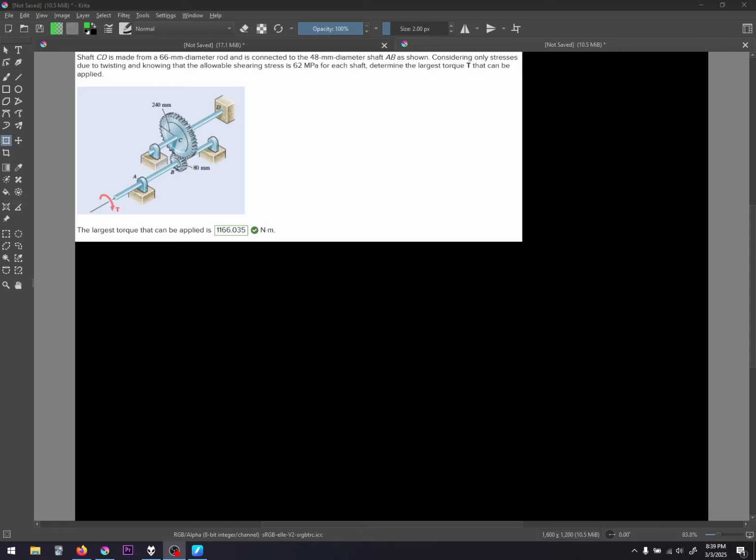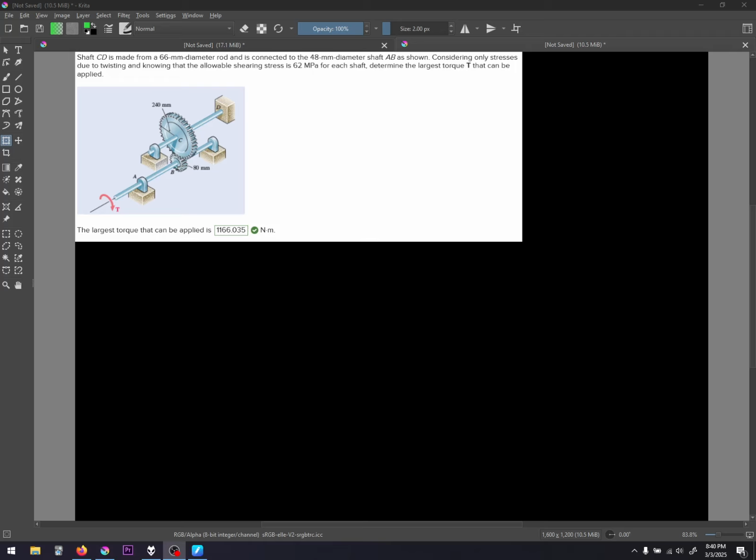Here is, what is this, number 4? Yeah, homework problem number 4. Shaft CD is made from a 66 millimeter diameter rod and is connected to a 48 millimeter diameter rod, shaft AB, as shown. Considering only stresses due to twisting and knowing that the allowable stress is 62 megapascal for each shaft, determine the largest torque that can be applied.